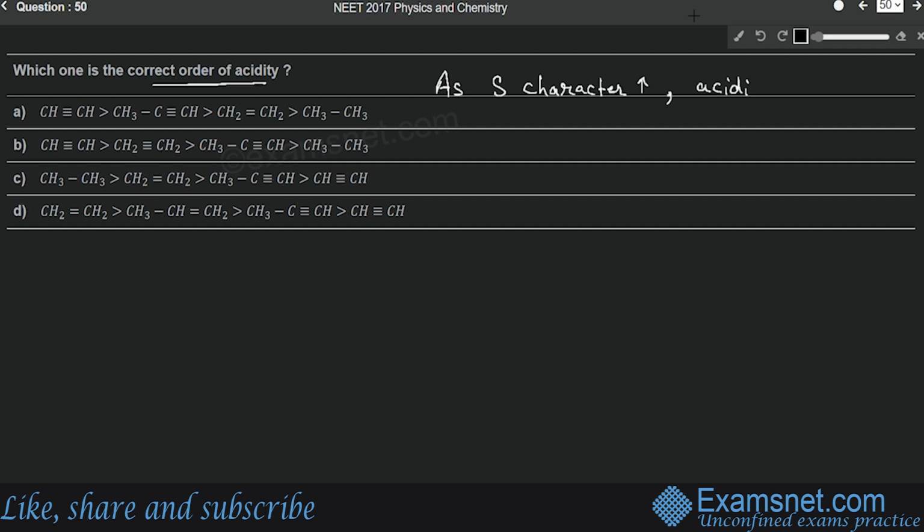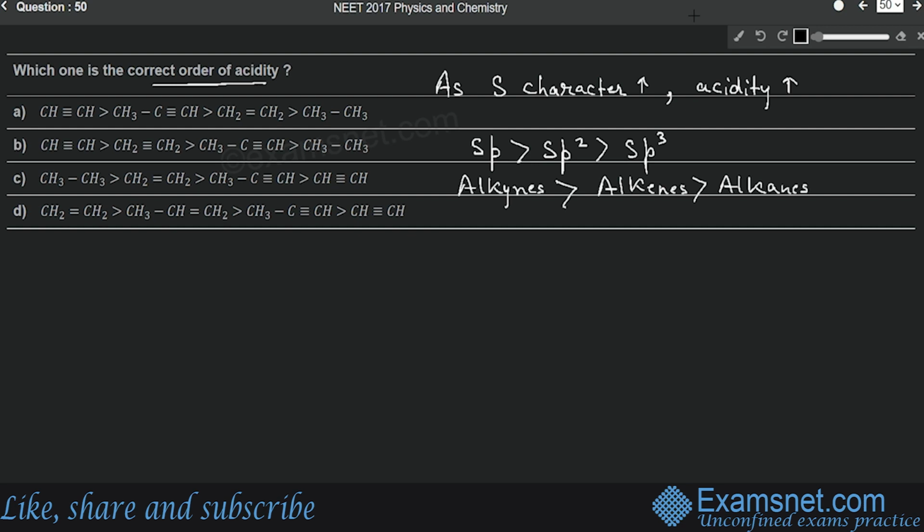That means here in SP, we know we have 50% S character, so this is maximum. Then SP2 and then SP3 has the least S character. So the same will be the order of acidity as well. That means alkynes will be most acidic, then alkenes, and alkanes will be least acidic, right?